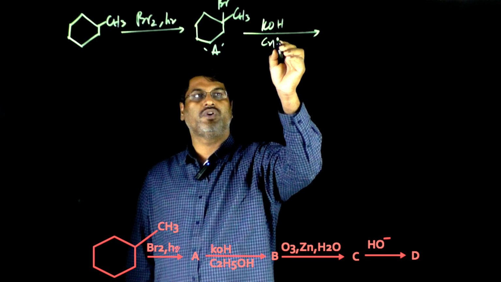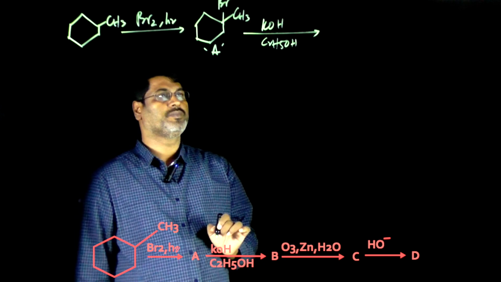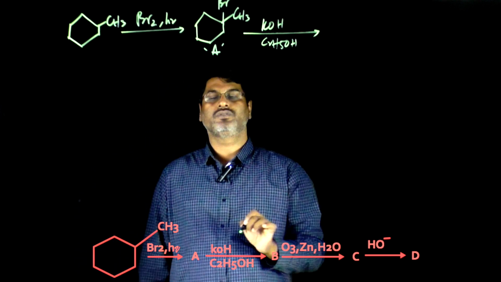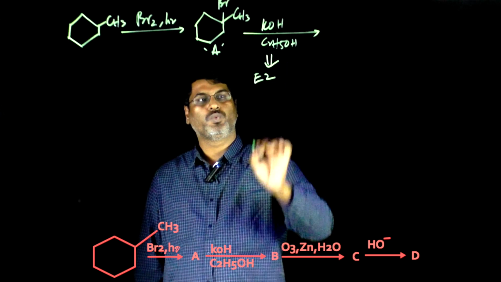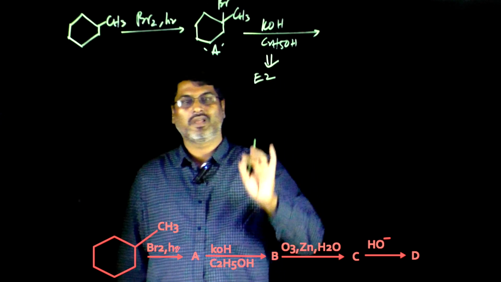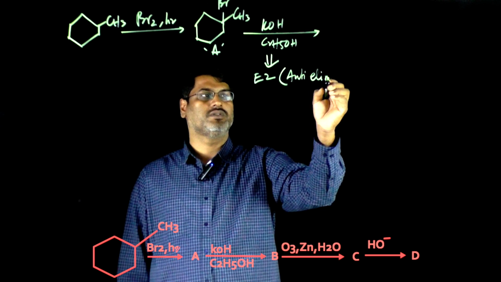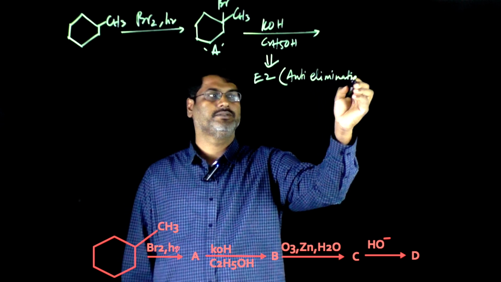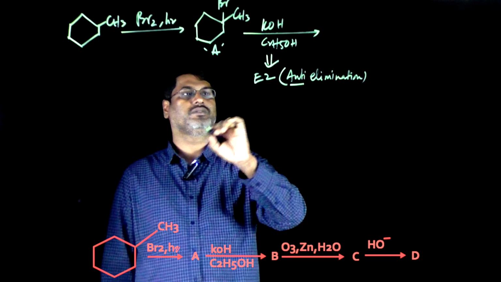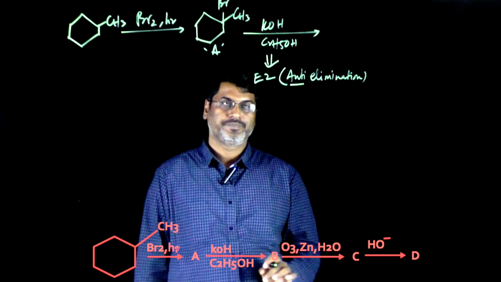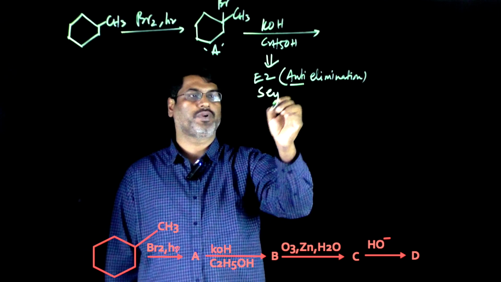KOH in C2H5OH. You know, the KOH in C2H5OH is very good for E2 elimination, bimolecular. This is anti-elimination, although in this case it is not much concern, but you should know that E2 is anti-elimination, elimination bimolecular. And here in this context, this one is Saytzeff's product.